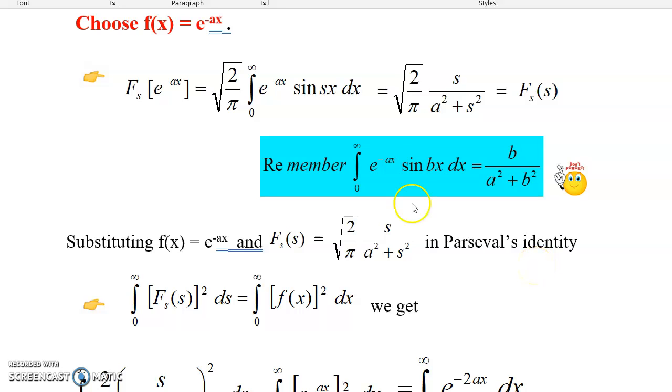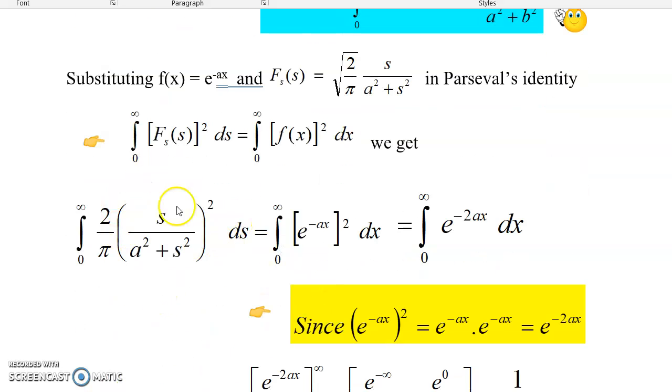Now let us proceed to find that integration. So here we have made use of the input, which is f of x, as e power minus ax, and the output, that is the Fourier Sine Transform answer, is this root of 2 by pi s by a squared plus s squared. So make use of these two functions in the Parseval's identity. So this is the Parseval's identity of Fourier Sine Transform. Let us substitute the values of Fs of s and the value of f of x in this Parseval's identity. See here, in the place of Fs of s square, this is the answer of Fs of s. So we are squaring and we are writing here. And in the place of f of x square, here this is f of x.